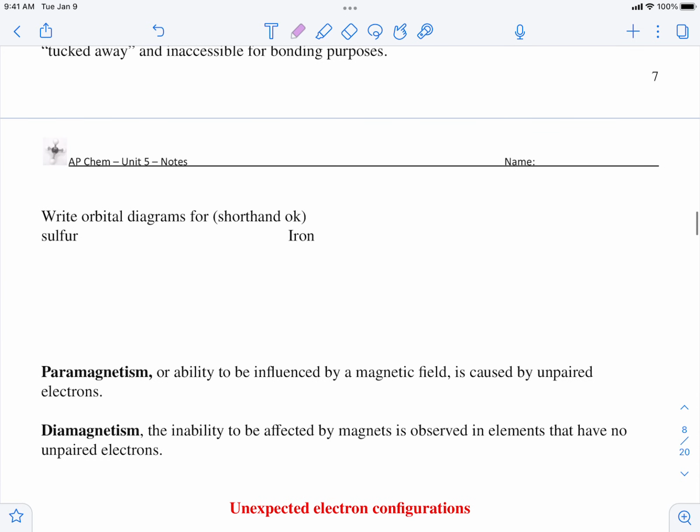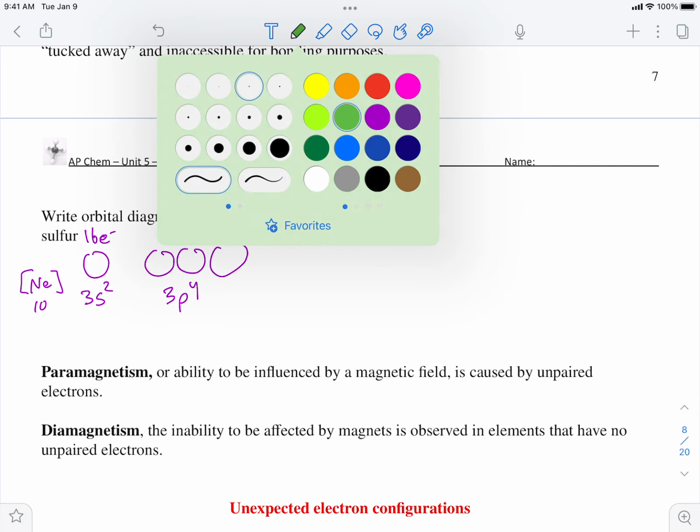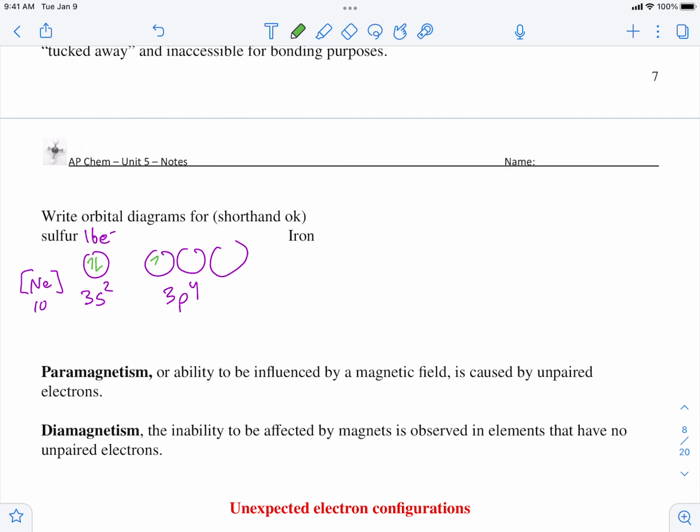So let's just make sure that we can draw a couple of orbital diagrams. So sulfur, 16 electrons. Let's just do shorthand to save time. So we start with neon. Okay, so neon is 2p, so after 2p comes 3s2, 3p4. That is how the orbital diagram for sulfur would look.